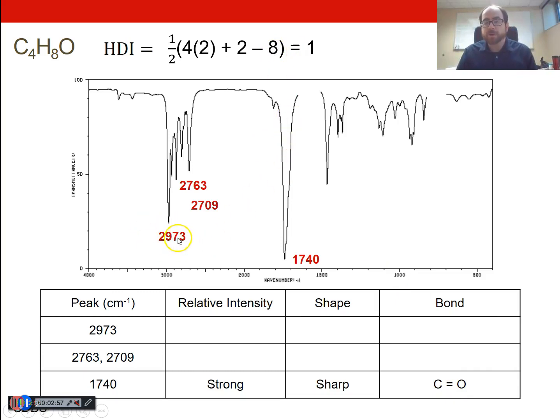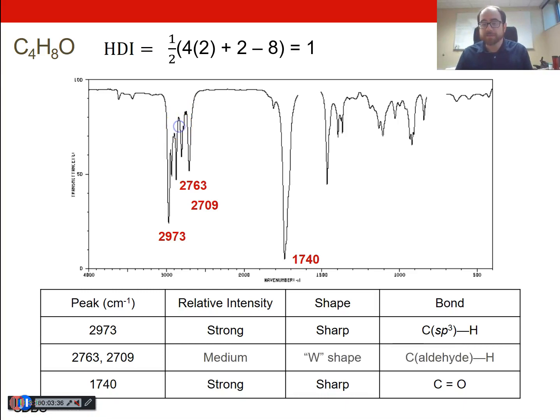Next, I'm going to take a look at this 2973 peak, noticing that it is below 3000. So this is in the hydrogen region, and specifically if we're below 3000, it typically corresponds to a carbon sp3 hybridized CH stretch. Then lastly, I'm going to take a look at these peaks here at 2763 and 2709. Notice that I grouped them together here in my table. These signals are a little bit low to correspond to a carbon sp3 CH stretch. Since there are also 2 of them and it has this characteristic W associated with it, this is what we see with that aldehyde.